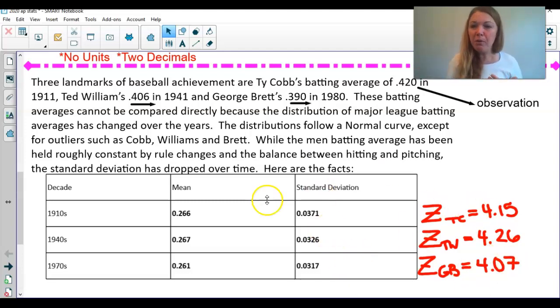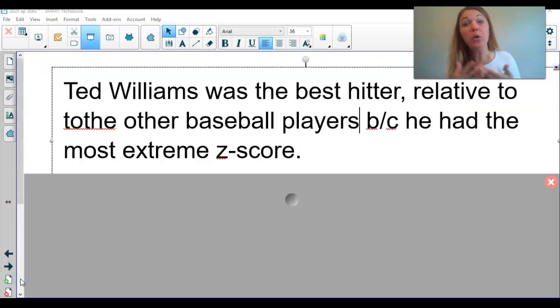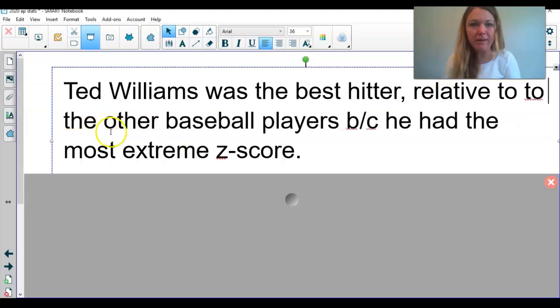So let's interpret what just happened here. As to who was the better baseball player relative to others, what do you need to do? Find the z-scores for each within the distribution and then say who had the most extreme z-score. Okay, so Ted Williams was the best hitter relative to the other baseball players because he had the most extreme z-score. And that's a perfect answer right there.